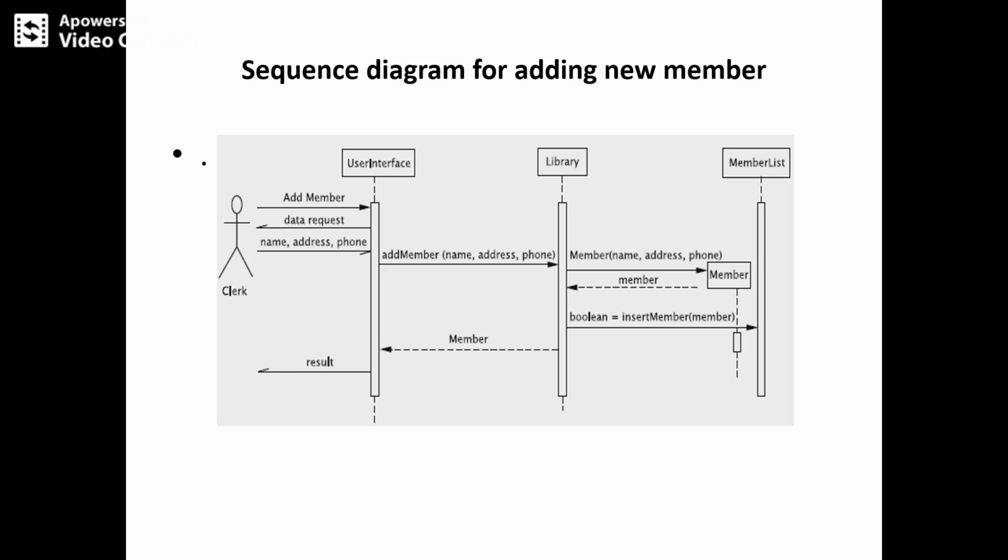Another element here is the timeline process. As the user and the system interact, this timeline process goes along, and a right arrow shows each request the clerk gives to the system, and a left one-sided arrow is the response or reply from the system.